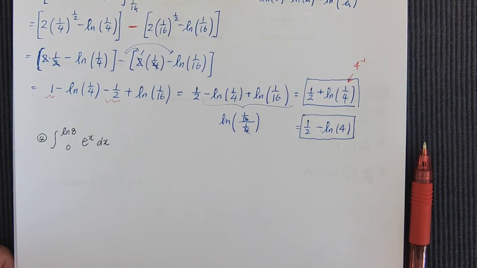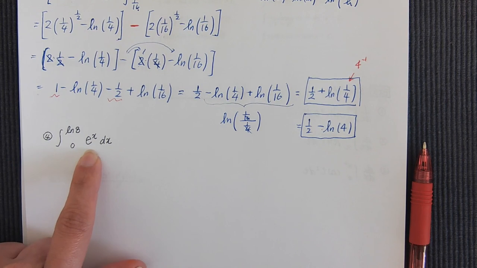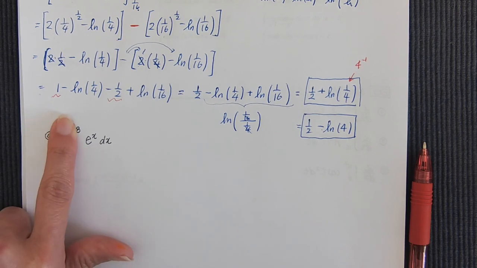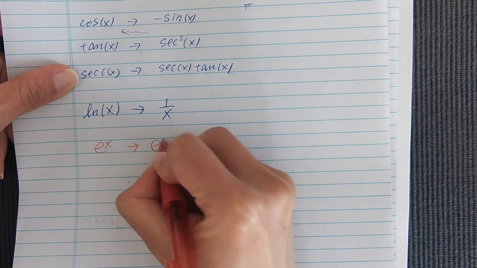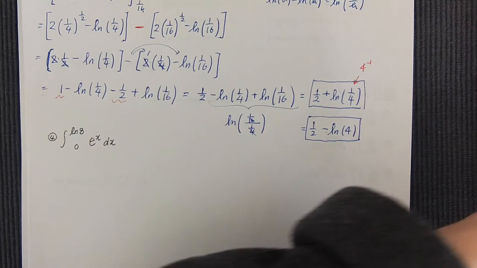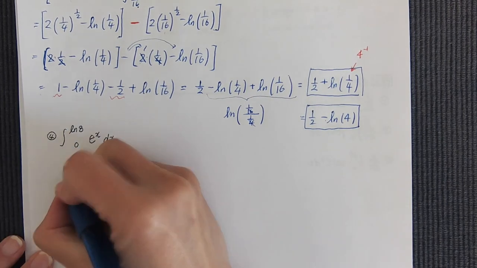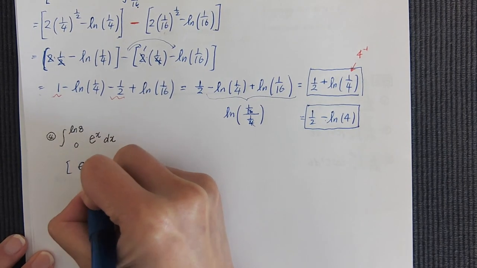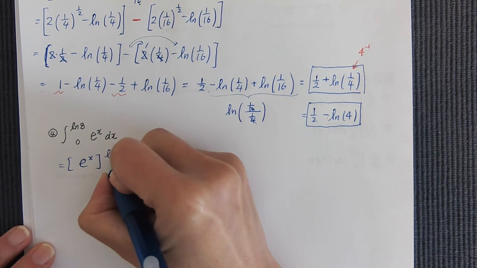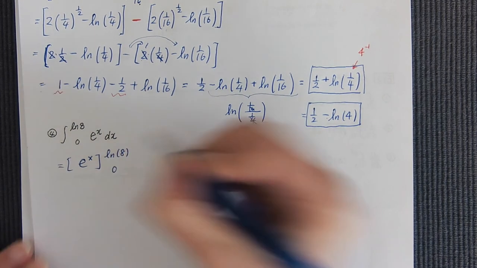Last question. What's the anti-derivative of e to the x? The derivative of e to the x is e to the x, and nothing changes. Back to e to the x. That's the easiest one. So I got e to the x, evaluated from natural log 8 to 0.